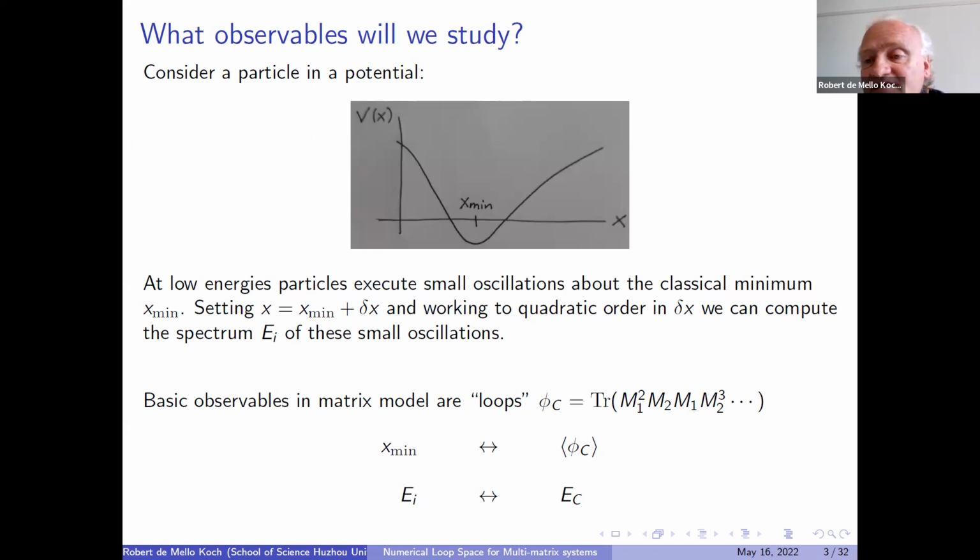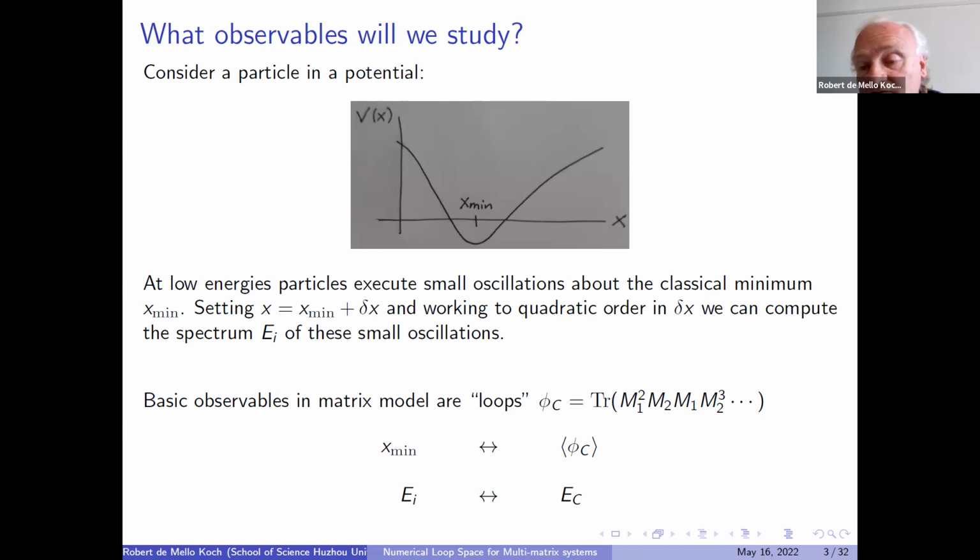And then you could bump it a little bit and it would rattle around a little bit at the bottom of the potential. At the quantum level, the energies of those oscillations would be quantized, and you would get some spectrum for the small oscillations.